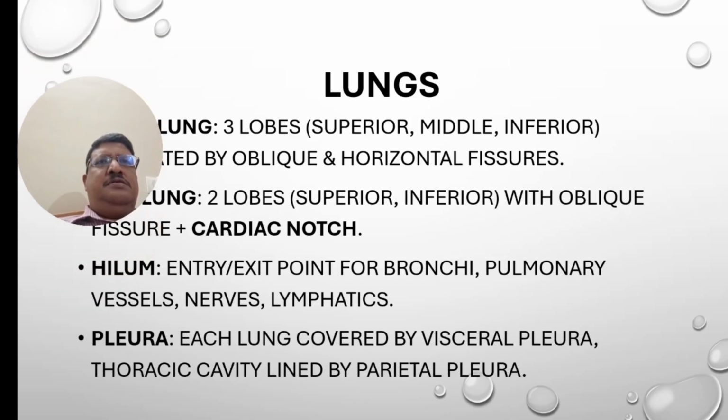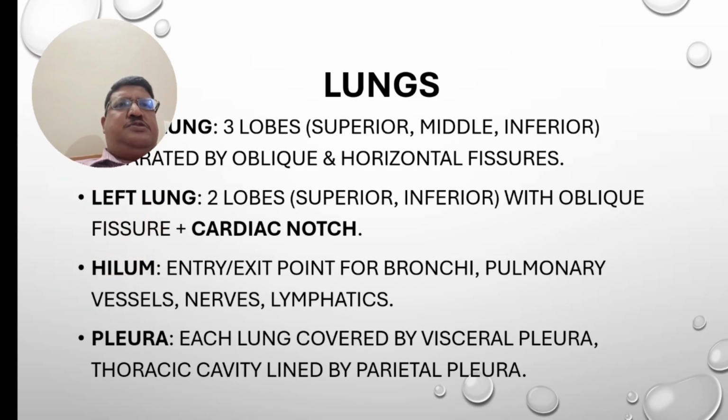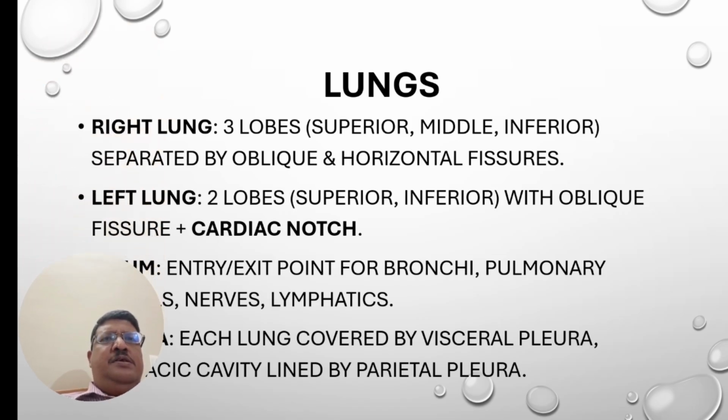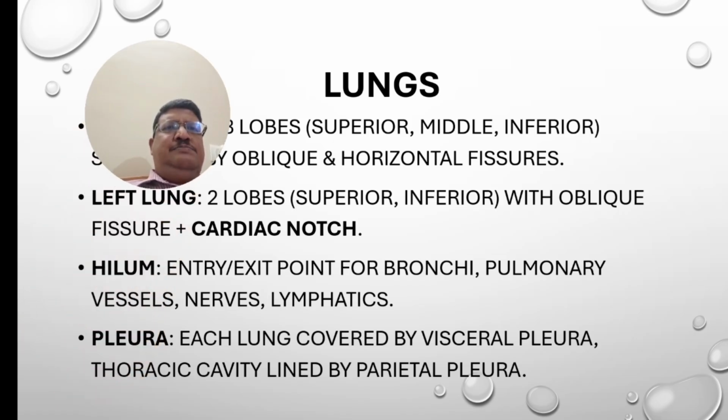Lungs. Right lung: 3 lobes, superior, middle, inferior, separated by oblique and horizontal fissures. Left lung: 2 lobes, superior and inferior, with an oblique fissure and cardiac notch. Hilum: entry and exit point for bronchi, pulmonary vessels, nerves and lymphatics. Pleura: each lung is covered by visceral pleura, and the thoracic cavity is lined by parietal pleura.